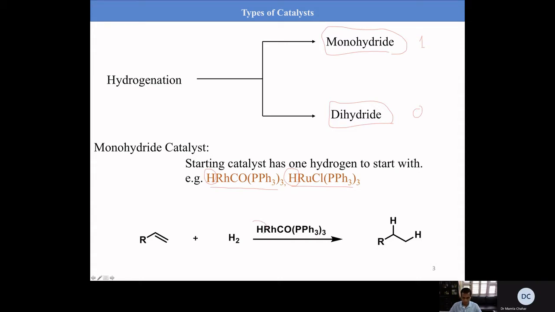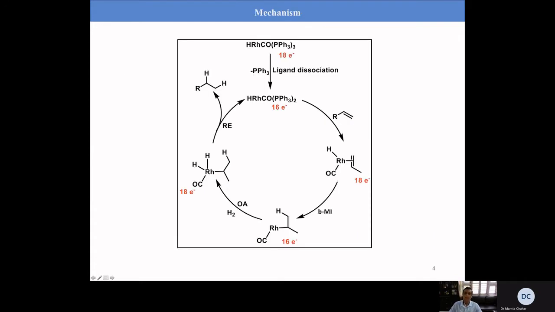For example, here this is a monohydride catalyst. You have one hydride to start with. Of course, both the monohydride as well as the dihydride will give the hydrogenation product. For example, you start with an olefin, you get an alkane, right?